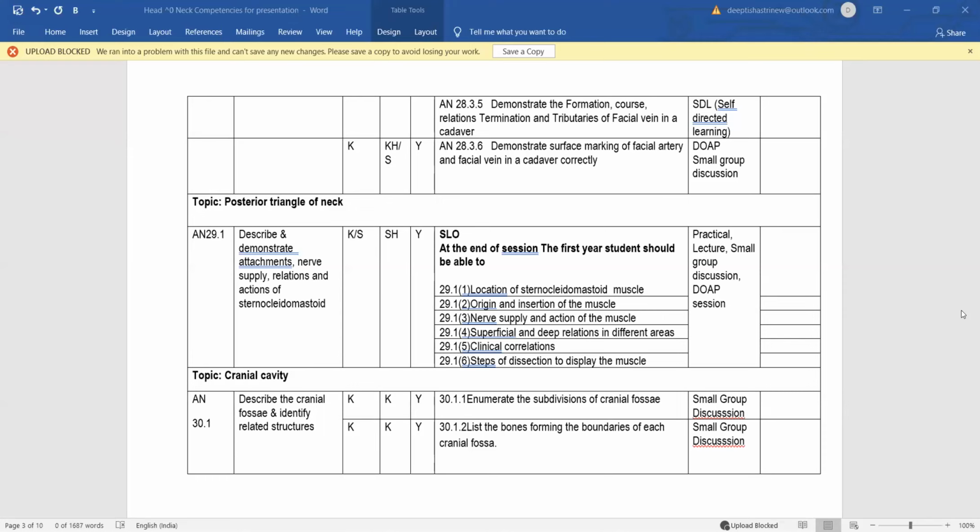Dr. Saujanya, you've actually broken down the sub-competencies very well. Only the action verbs were not used. Otherwise, the objectives were right. Only the action verbs were not used.